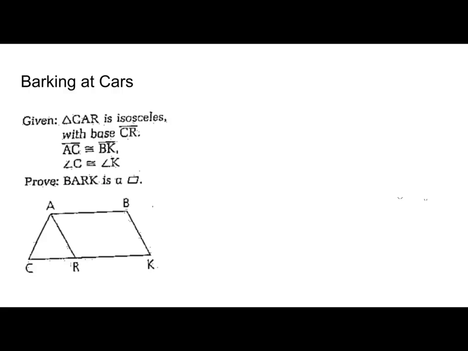So, CARS is isosceles with base CR. Kind of the hardest part about this is you have to remember to actually do all your steps. Like when I first did this one, I forgot to do all my steps. When you see isosceles, you should immediately be thinking that this is true. That's what you should be thinking about. But you still need to prove those things.